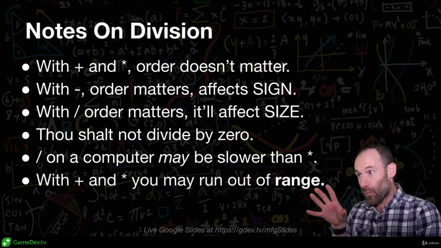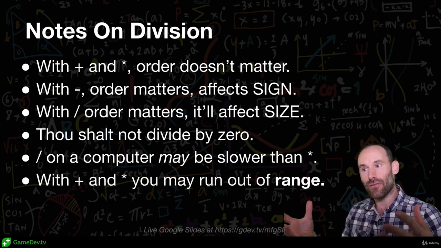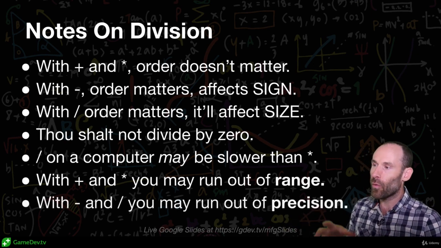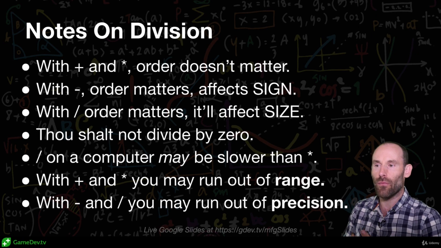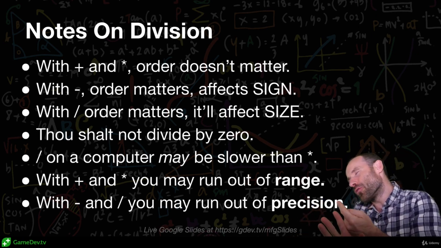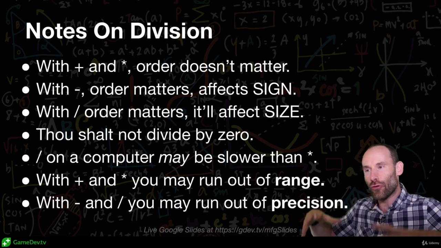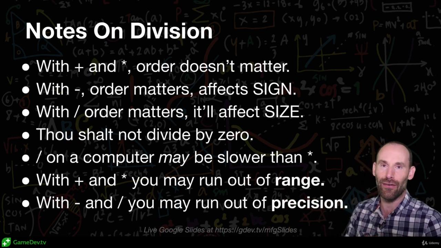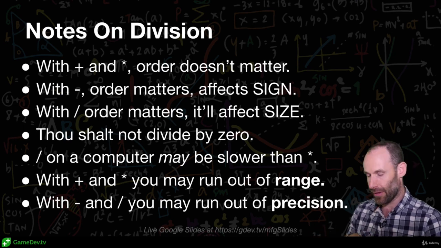A couple of other points. With plus and multiply, you're tending to make things bigger, so you may run out of range on your number. You may not be able to represent the size of the number. With minuses and divides, you tend to end up running out of precision. With minuses, actually, you could run out of range as well, because you could be going so negative that the number gets too big and negative. So just be aware of all the normal pitfalls. The same as addition and subtraction, computers don't support every single number that's out there.